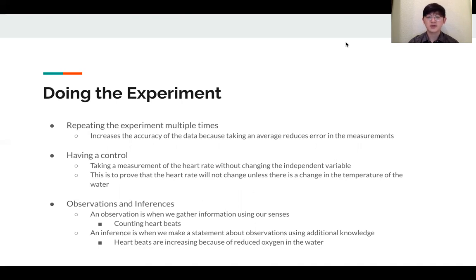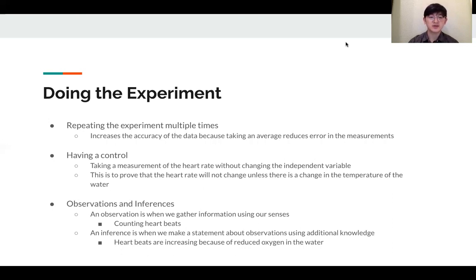The second point that I want to make is that it's very important to have a control. You want to make sure that you take a measurement of the heart rate without changing the independent variable. This is to prove that the heart rate will not change unless there is a change in the temperature of the water. Otherwise, if the heart rate changes when the temperature stays the same, that indicates that something else might be going on, and then we don't want to use that Daphnia for the experiment.